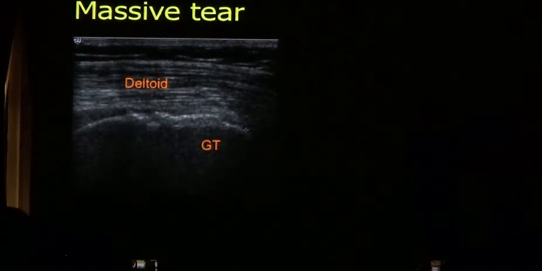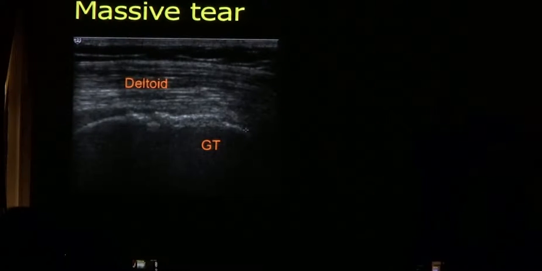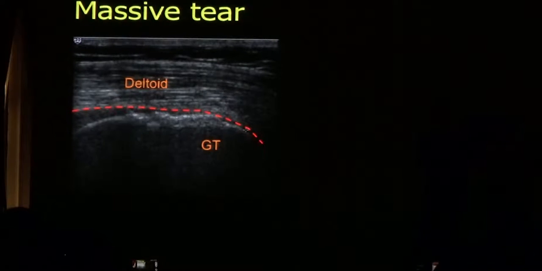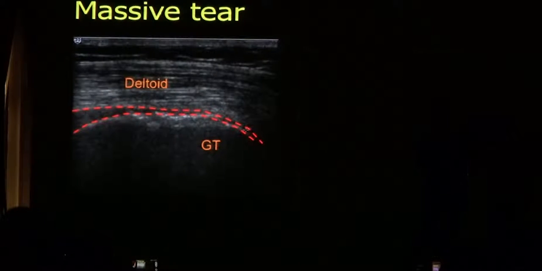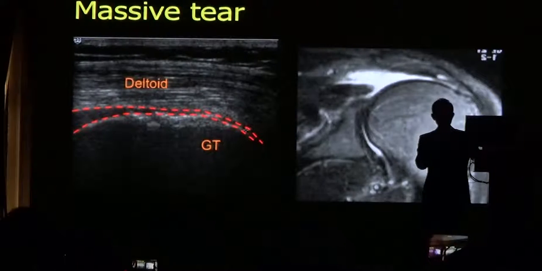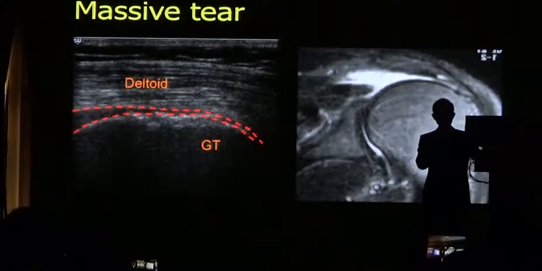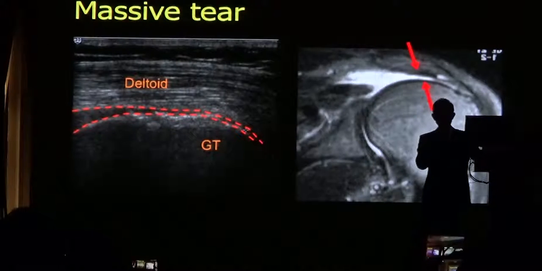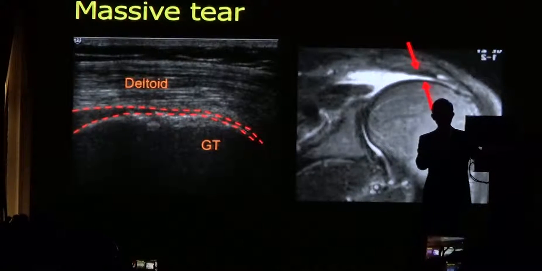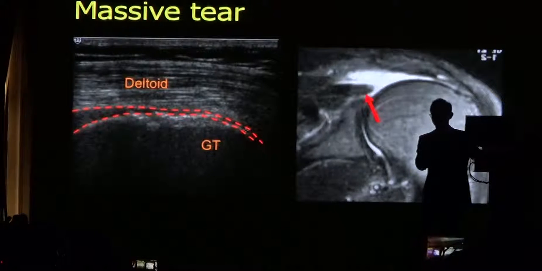With massive tears of the supraspinatus and infraspinatus, what you see is an absent tendon because it's been retracted, and you have deltoid fibers lying on top of the greater tuberosity. I'm going to show you the MRI scan of a patient with a similar condition where you can see that you just have deltoid lying on top of the humeral head. There's the retracted tendon.